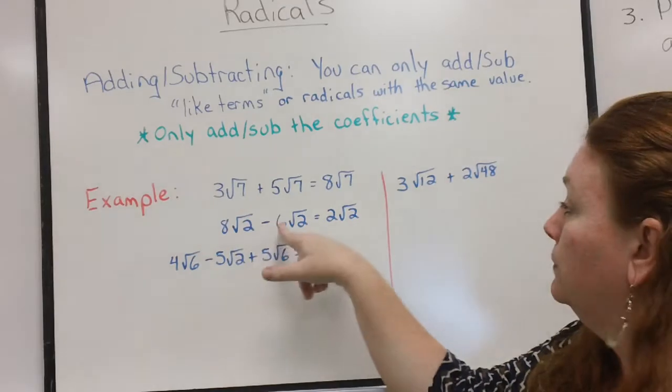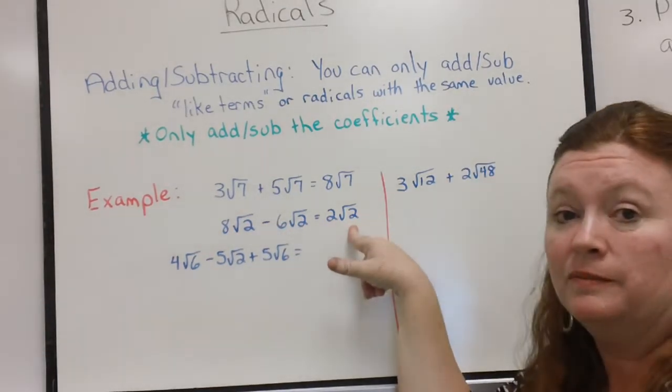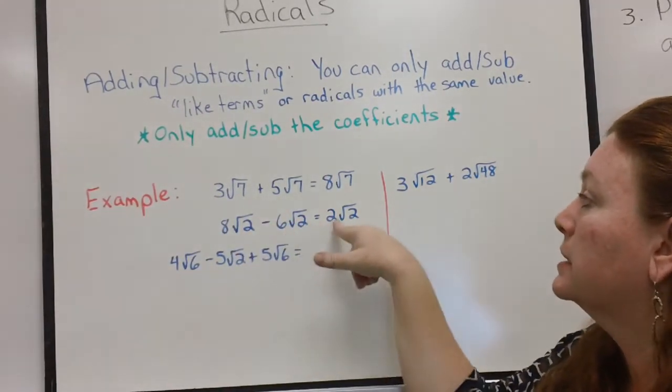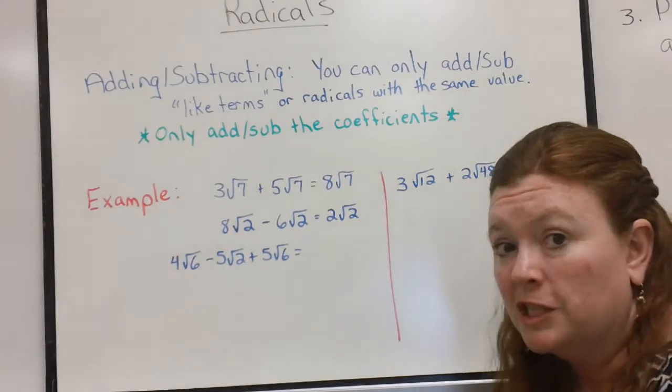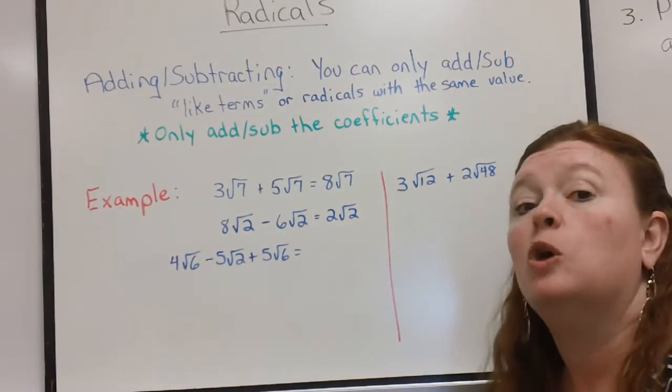8 square roots of 2 minus 6 square roots of 2 is 2 square roots of 2. The square root of 2 did not change, and I just took the 8 minus 6 to give me the new coefficient of 2. But sometimes you will have some values that maybe don't match.